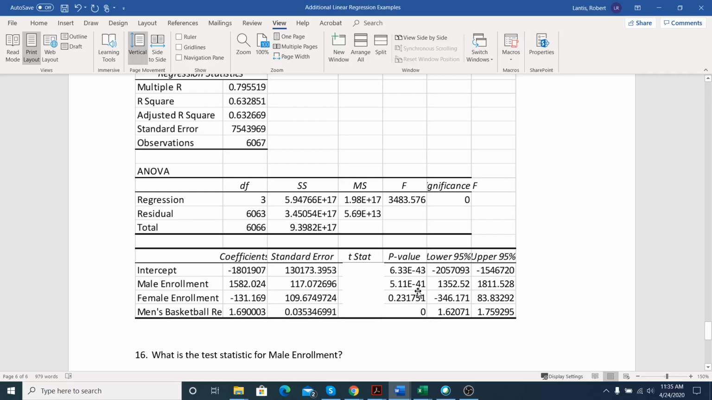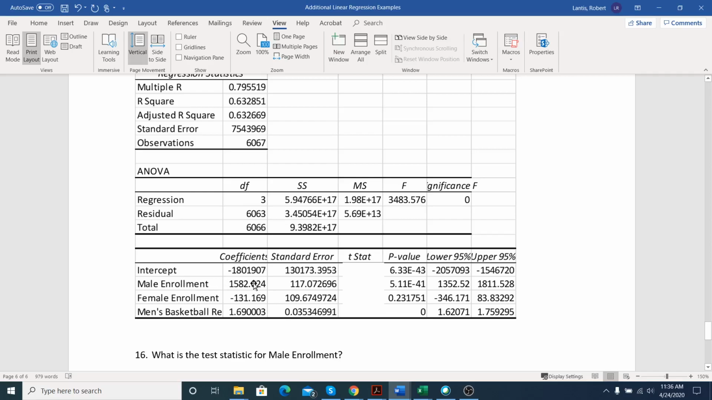Now, the interesting thing is if we look at the actual p-values here though, can we actually say that female enrollment has any impact? Holding constant male enrollment and holding constant men's basketball revenue, the p-value is 0.23, so we can't say that this is actually significantly different from 0 at any confidence level that we would want to, right? Not at the 90, not at the 95, not at the 99. Okay, so we find that a change in female enrollment has no impact on football revenue, at least at significant levels.